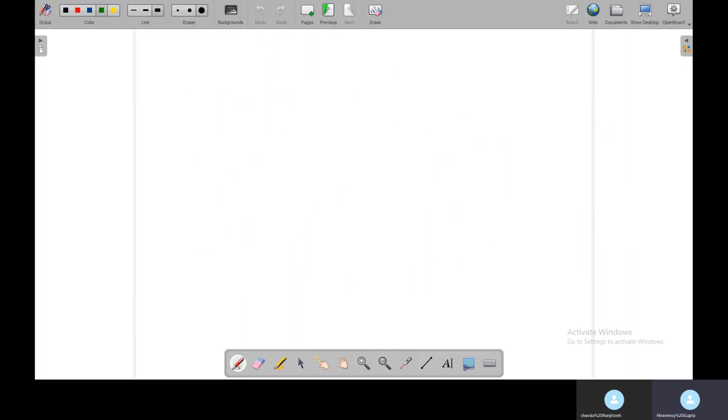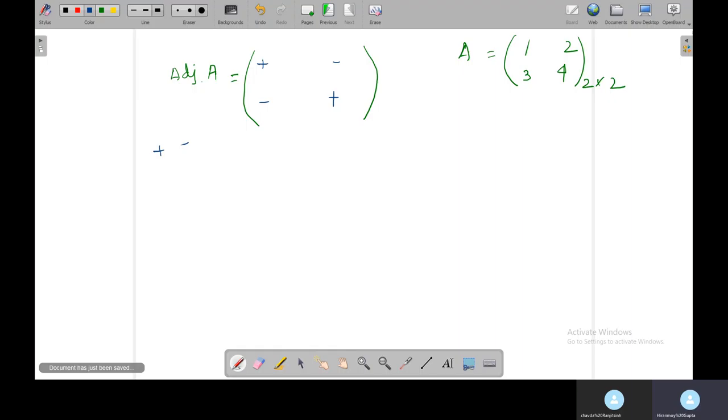Now you're going to do adjoint of the matrix. How are you going to do it? We represent the notation as ADJ, and the matrix name could be A, B, C, D, M, whatever it is. Suppose I'm taking a numerical example, 1, 2, 3, 4. This is my 2x2 matrix. Now I'm going to find the adjoint of A. Adjoint of A is when you consider the matrix in the form of plus, minus, minus, plus. This order has to be maintained. This is applicable for 2x2 matrix, okay? 3x3, I'm coming to that point.